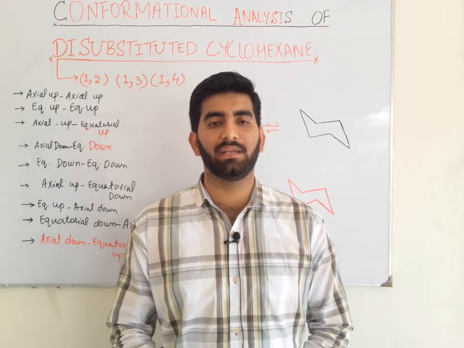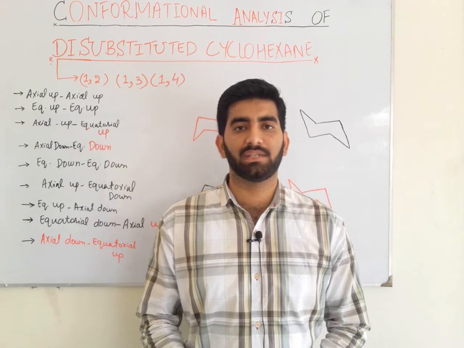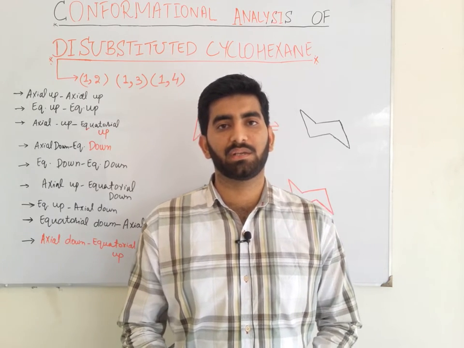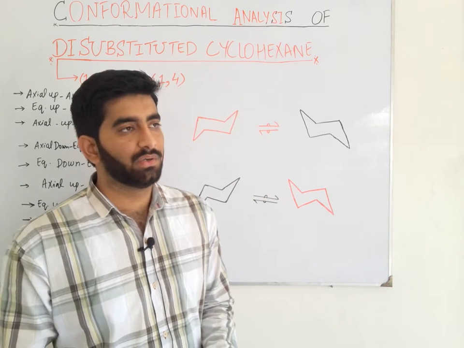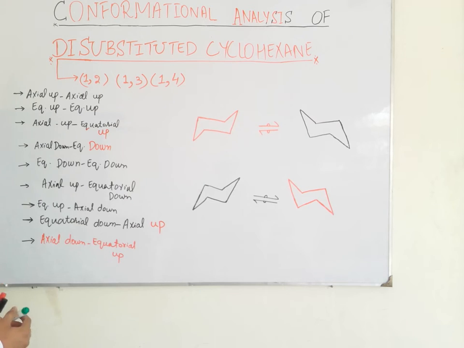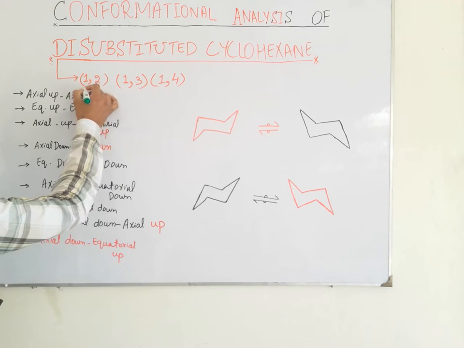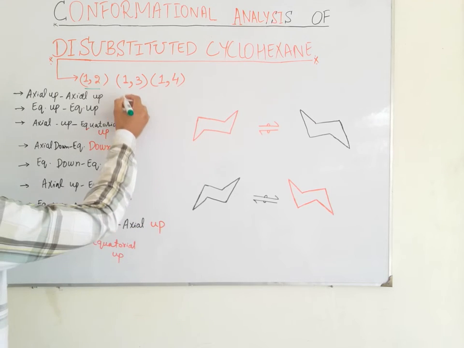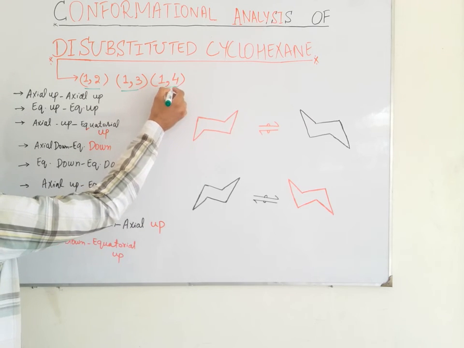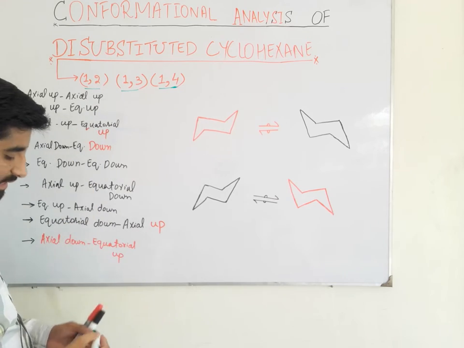Last time we discussed the conformational analysis of monosubstituted cyclohexane, 1,1-disubstituted cyclohexane, and some special cases of 1,1-disubstituted cyclohexane. In this video, we are going to discuss the conformational analysis of disubstituted cyclohexane. We have three cases: 1,2-disubstituted cyclohexane, 1,3-disubstituted cyclohexane, and 1,4-disubstituted cyclohexane.